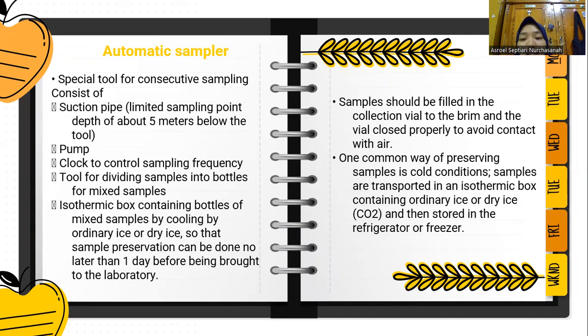Samples shall be filled in the collection vial to the brim and the vial closed properly to avoid contact with air. One common way of preserving samples is cold condition. Samples are transported in an isothermal box containing ordinary ice or dry ice, CO2, and then stored in the refrigerator or freezer.